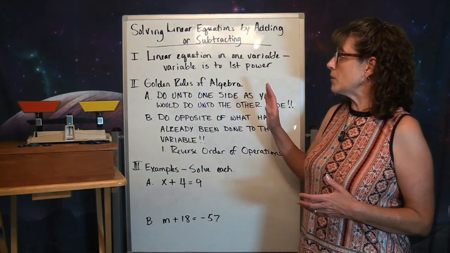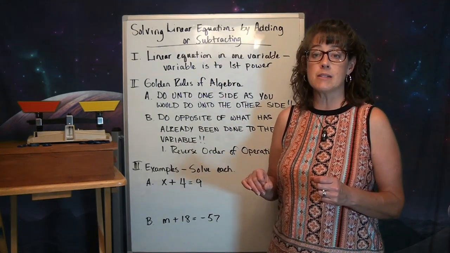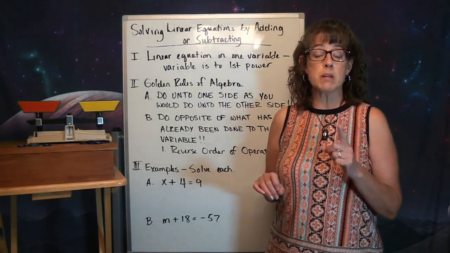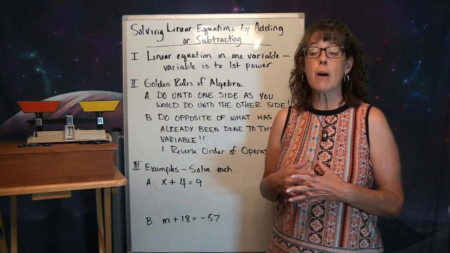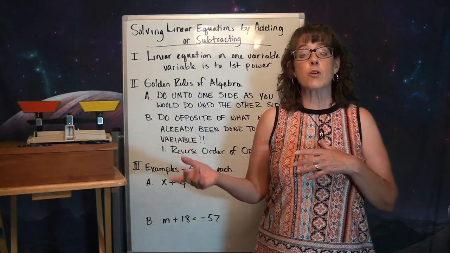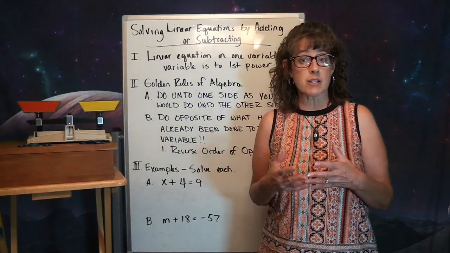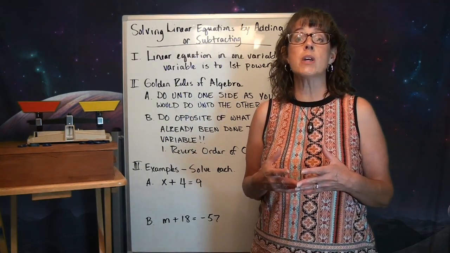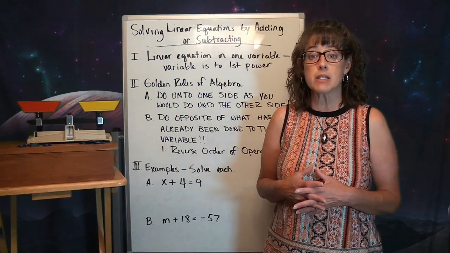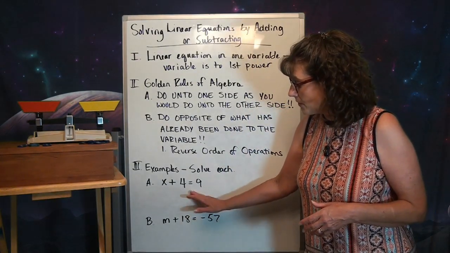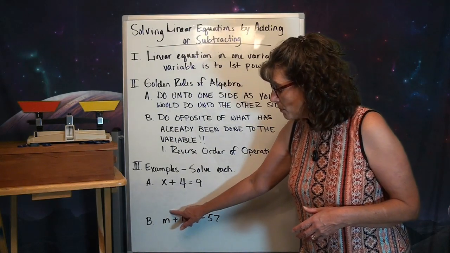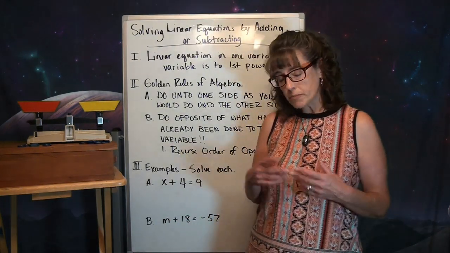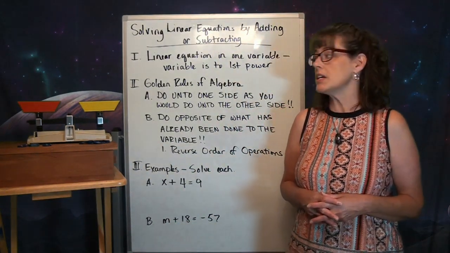Now, before we get into that, we need to understand that linear means that your variable is going to be to the first power. Very important that your variable is to the first power because one, that creates a straight line, but two, like I said, we're going to start with basic types of equations, and the first power is going to be the most basic type. Notice the two examples that I've got sitting up here. This variable is to the first power, and this variable as well is to the first power. So we're going to be able to solve these fairly easily.